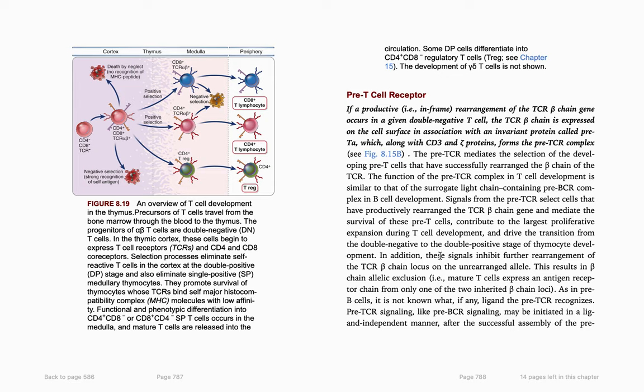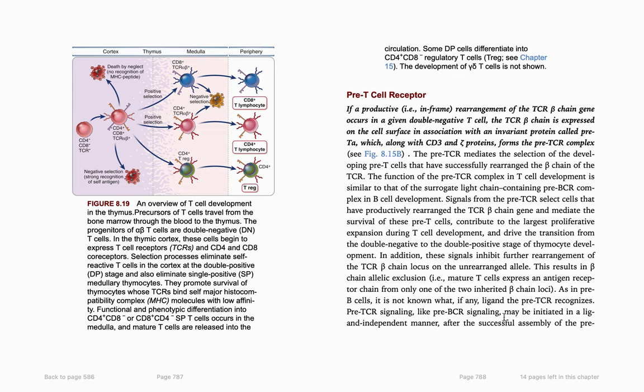They contribute to the high proliferative expansion during T cell development, and drive the transition from the double negative to the double positive stage of thymocyte development. In addition, these signals inhibit further rearrangement of the T cell receptor beta chain locus on the other allele. This results in beta chain allelic exclusion.